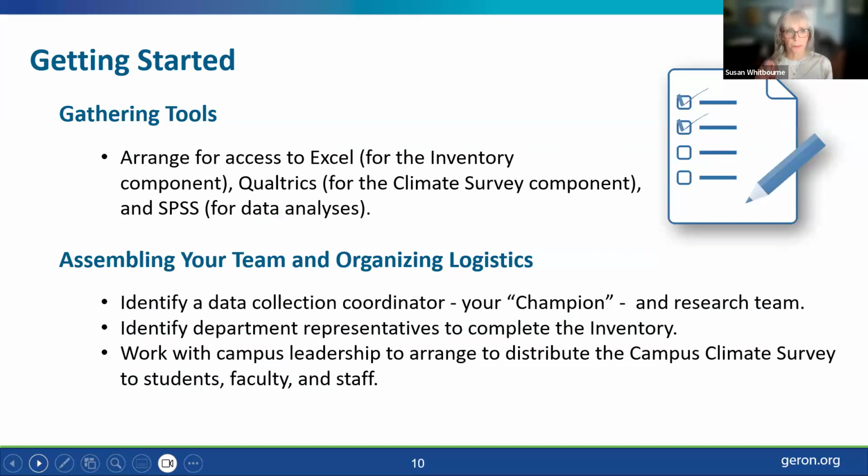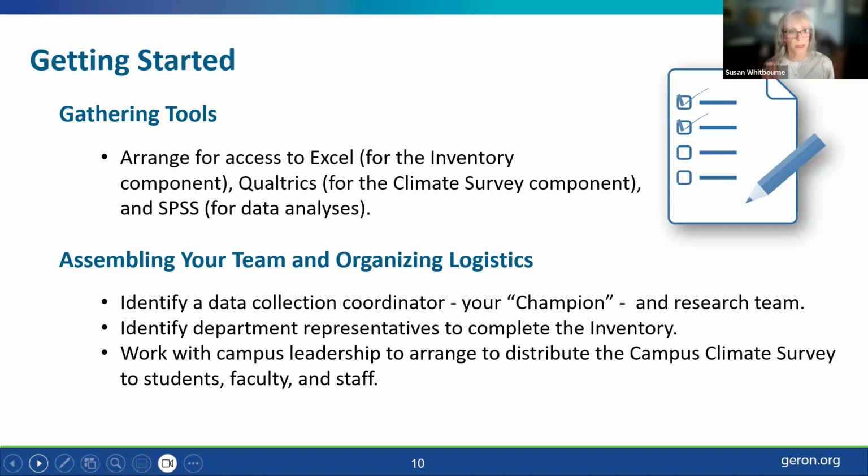That was really a great prelude to what we'll be covering next, which in depth, we will be getting to the heart of this webinar, beginning with what you need to get started as you think about and hopefully use the ICCS. So to begin, you need to have access to Excel, which is used for the inventory component. You need to have Qualtrics, which is the way that the climate survey is distributed. And then you need SPSS for the data analyses. So the ICCS manual that accompanies this webinar is built around the use of these specific tools.